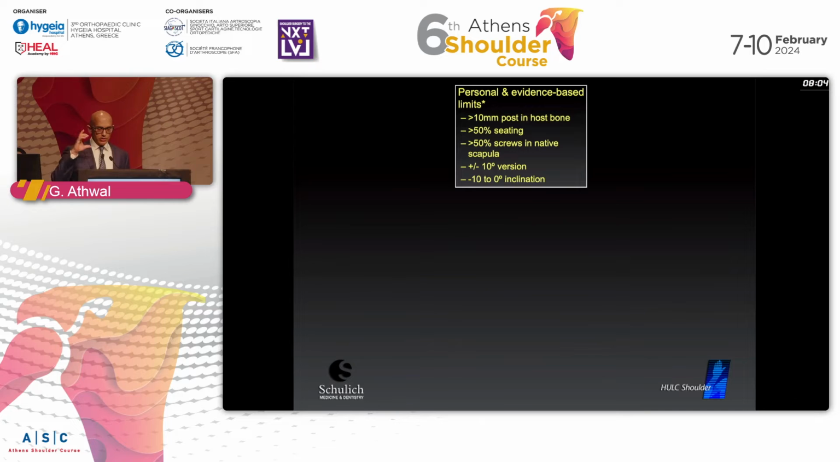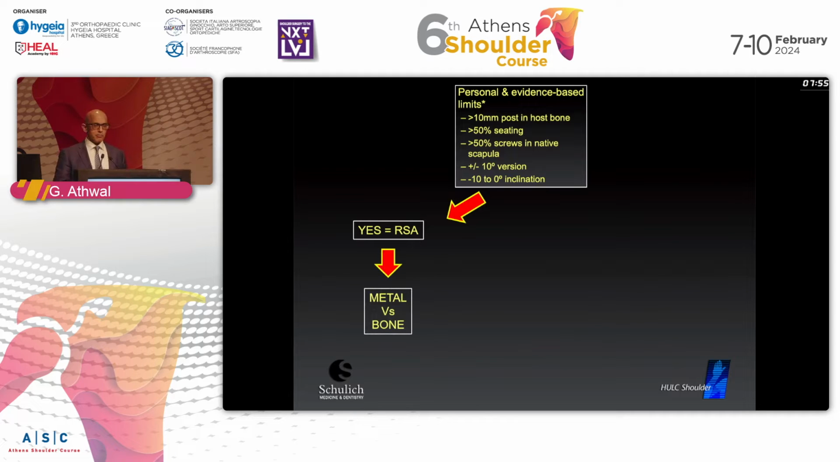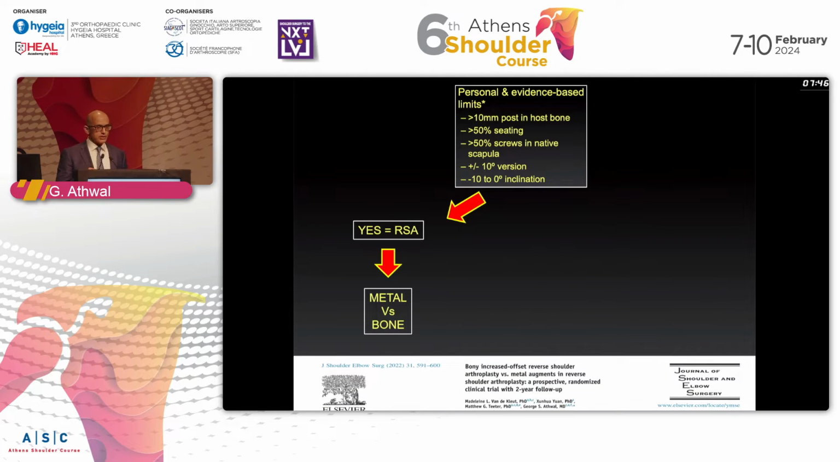So if I look at these personal and evidence-based limitations, if I can obtain those, I'm going to do a reverse shoulder replacement. And then the question is, am I going to do a metal augment, which is something I've come to like a lot, or am I going to do a bio-RSA, which is a very established technique? And this is a paper that we published recently in JSS, which was a randomized prospective study using radiostereometric analysis, comparing bio-RSA to augments. And it was interesting, they're virtually identical. The fixation with both techniques is very good.